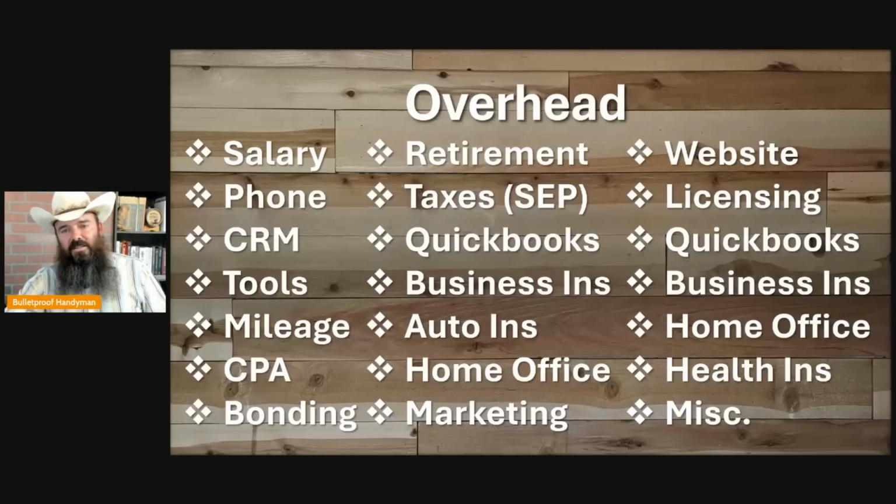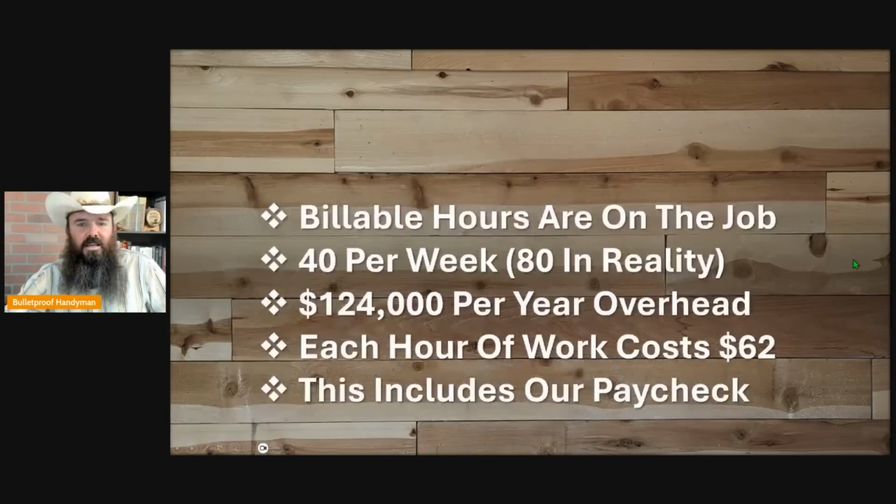Retirement, taxes, and by taxes, I mean self-employment taxes, QuickBooks, business insurance, auto insurance, home office, every penny you spend on marketing, your website, your licensing, if you are licensed and you need to upkeep those licensings, health insurance, and miscellaneous. These are some of the overhead items. You'll need to figure out what yours are, but if you get this list together and you know these numbers, you're going to be very, very close. Next, move on to the next slide.